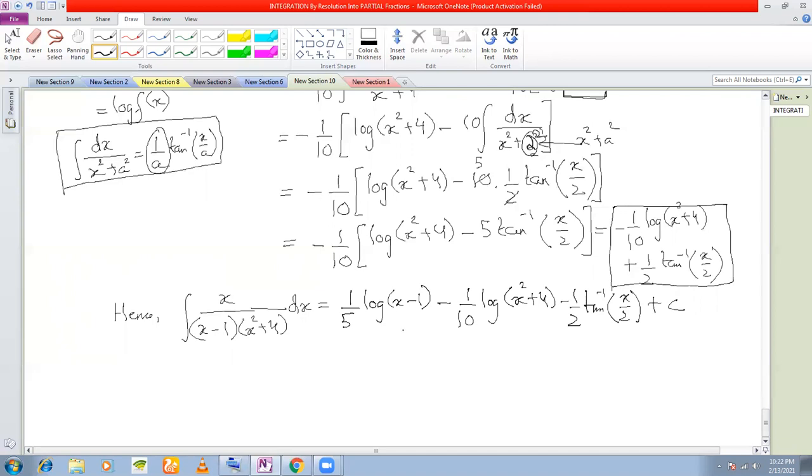Although you will not get these problems directly, in differential equations you might get very simple applications of these partial fractions, very, very simple applications of these partial fractions. That is why I have discussed this with you.